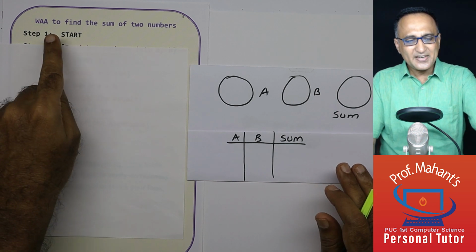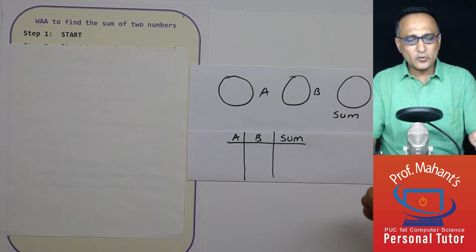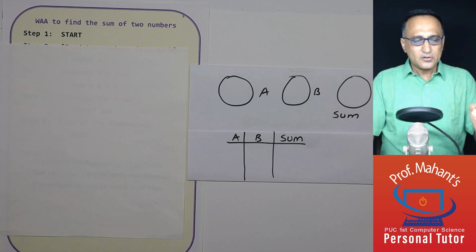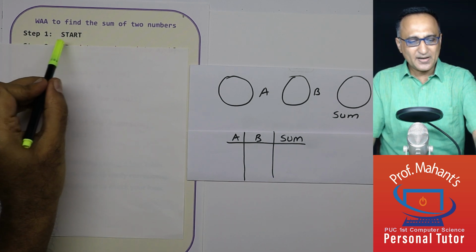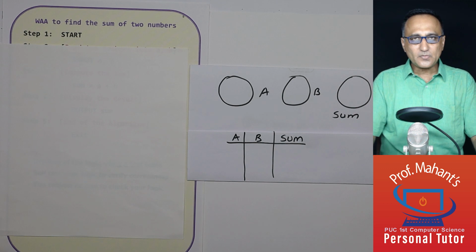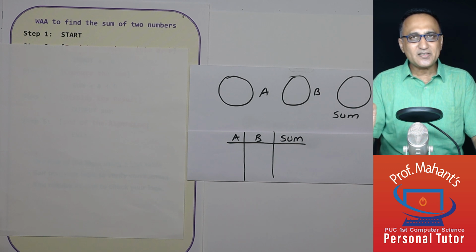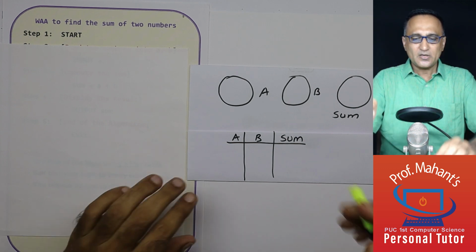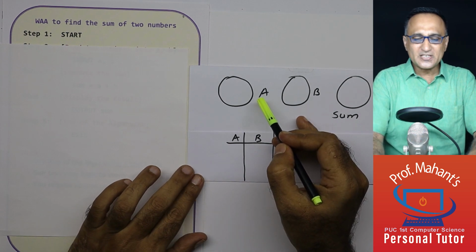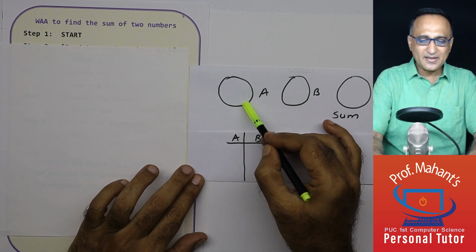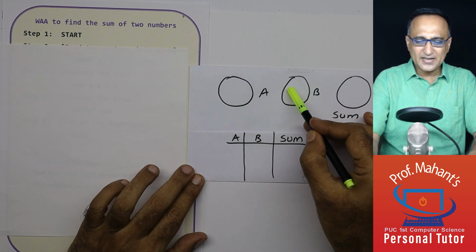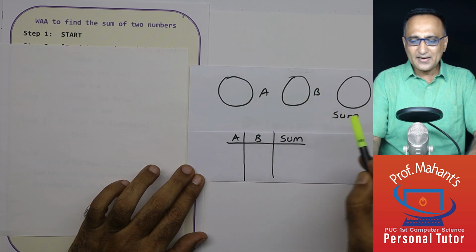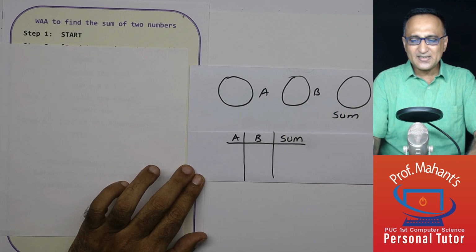So let us say I need to write an algorithm to find the sum of two numbers. So the first step I do is I say step 1 and then I say start. In order to find the sum of two numbers, I need to read two numbers and then store the resultant sum. So let me store the first number in A, let me store the second number in B, and the result of A plus B in a memory location called sum.